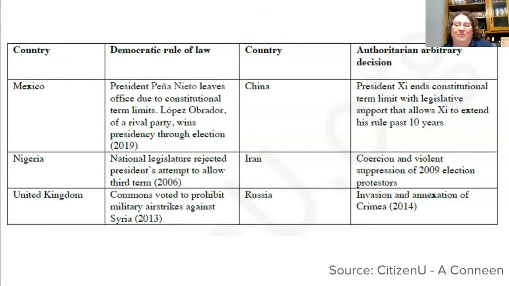Versus in China, when President Xi Jinping decided that he wanted to end the constitutional term limit of 10 years and wanted to make it unlimited, no one stopped him because there is no rule of law in China. The protests in 2019 over President Ahmadinejad's re-election, people protested. It ended very violently. It was horrible. There was coercion even happening in there, and that is an example of a lack of rule of law. Russia invading and taking over Crimea, another example. They're not following rule of law. All right? So rule of law would be something that we see happening in a democracy. We're not going to see rule of law in an authoritarian state.